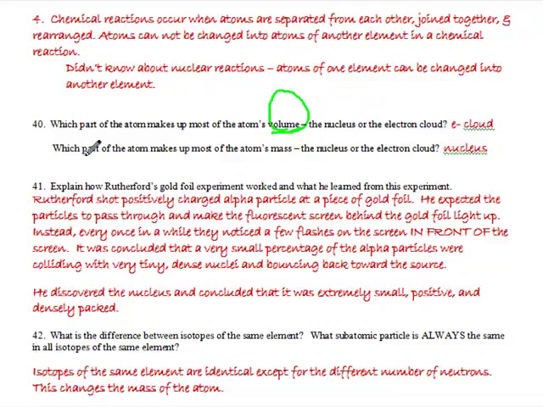The second part says, which part of the atom makes up most of the atom's mass? The nucleus. Remember, protons and neutrons, they're the guys who weigh stuff.